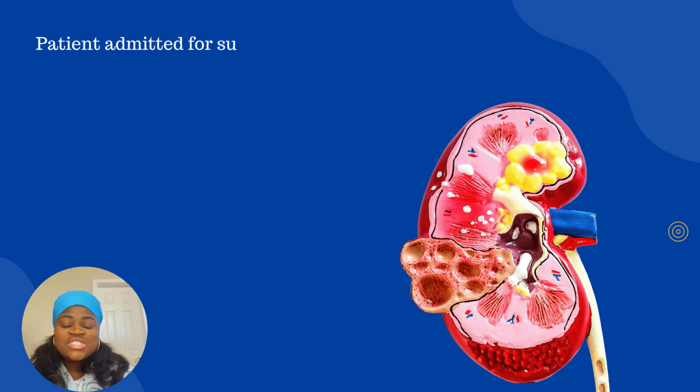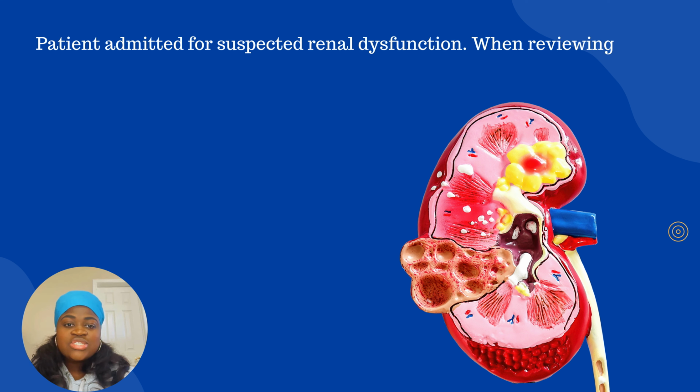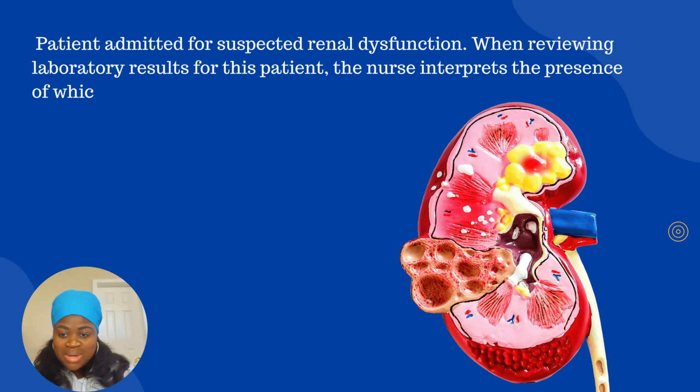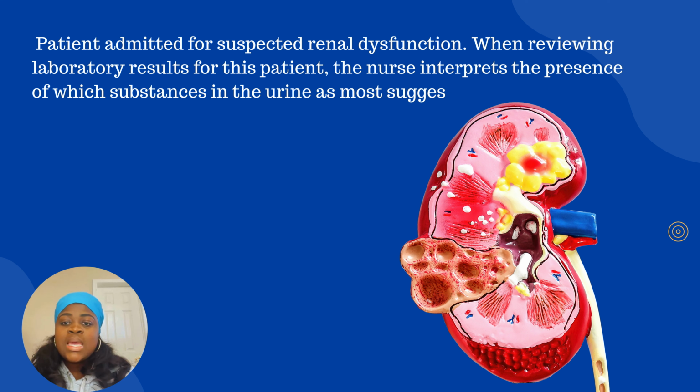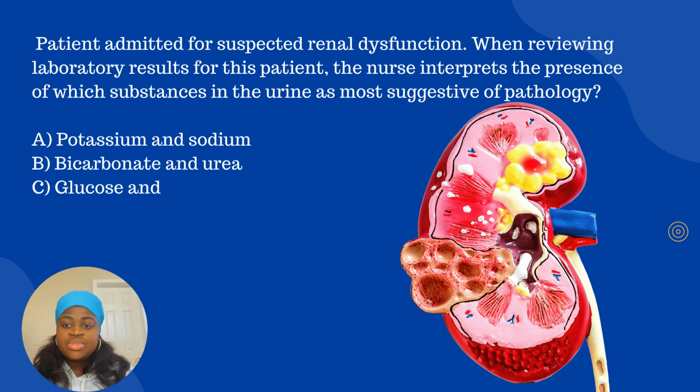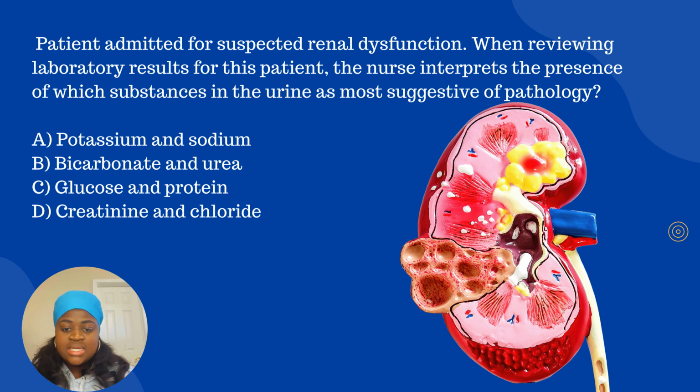Patients admitted for suspected renal dysfunction. When reviewing laboratory results for this patient, the nurse interprets the presence of which substance in the urine as most suggestive of pathology? A. Potassium and sodium. B. Bicarbonate and urea. C. Glucose and protein. And D. Creatinine and chloride. So the answer is glucose and protein.